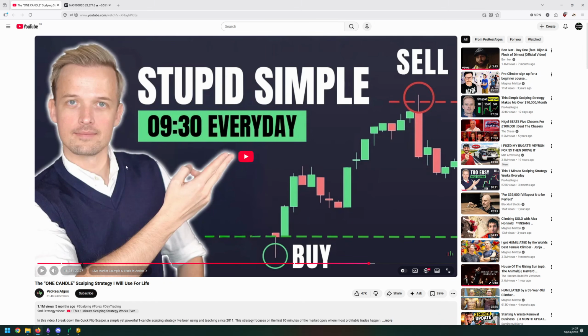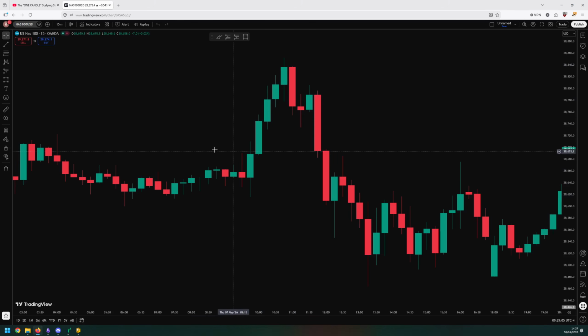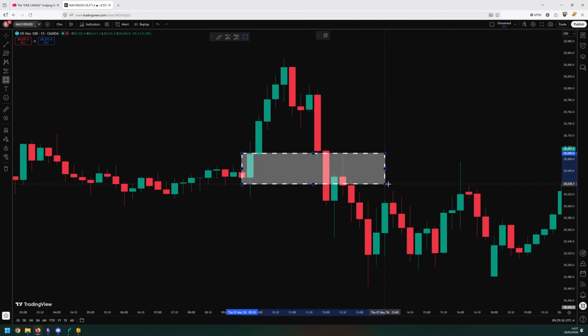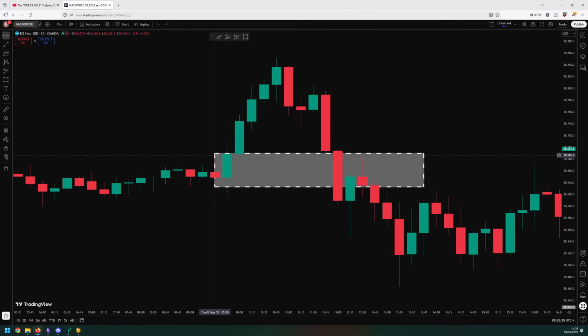I'm not going to go into a full breakdown of the strategy because the video does a great job of explaining it, but I'm just going to give a quick recap of the main trading rules. It's an opening range breakout, so we're looking for the 9:30 candle on the 15-minute time frame. Once I've got that 9:30 candle, I just mark the high and the low with a rectangle, extend it out, and that gives me my opening range.